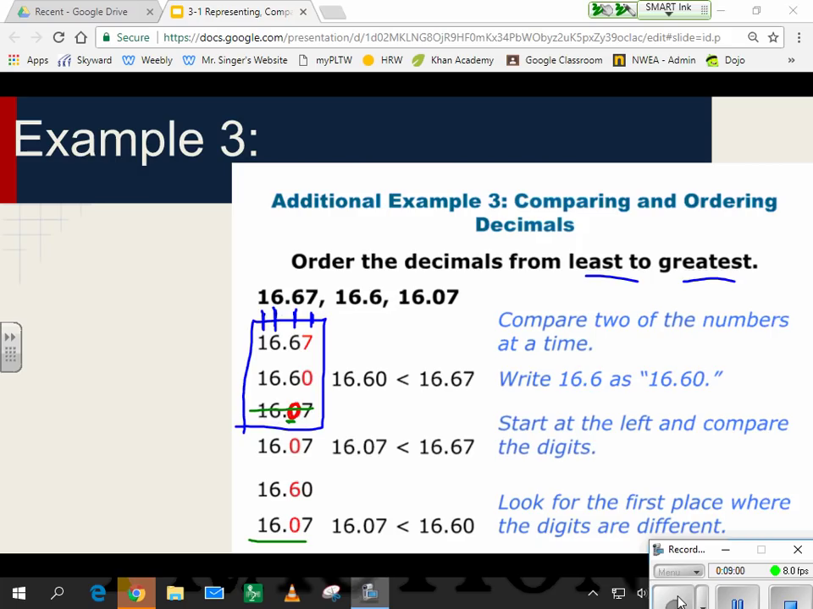16.06 is actually our second. So I'll rewrite it over here, 16.07. The next least one is 16.60. And then finally, the one with the 7 there is our third, or our greatest, 16.67.